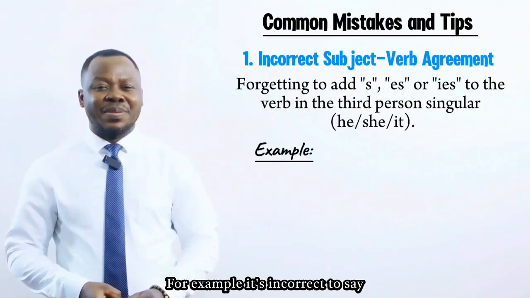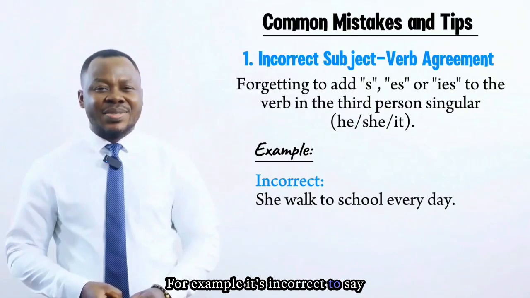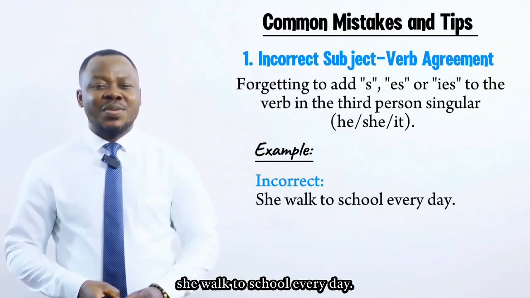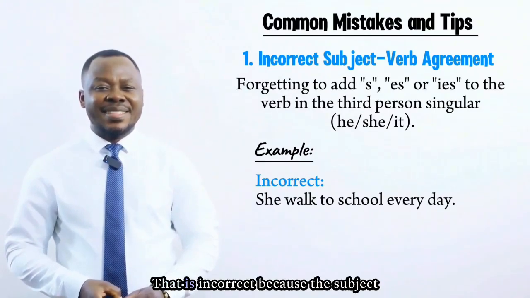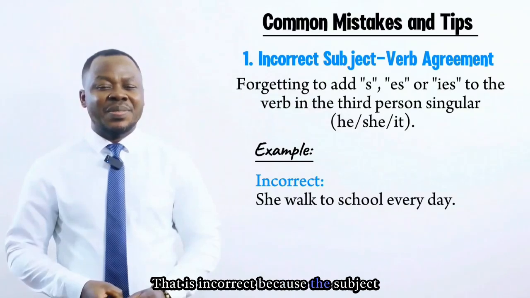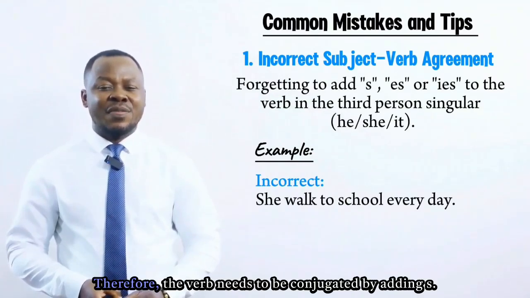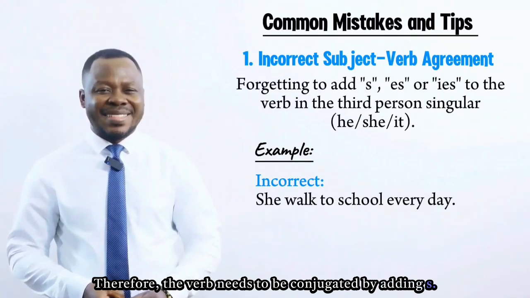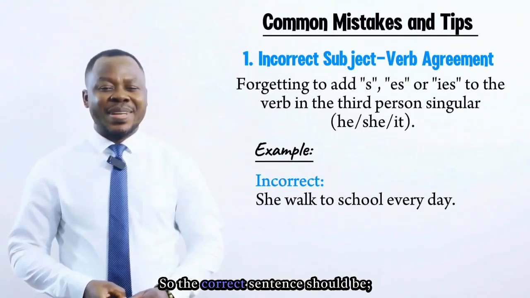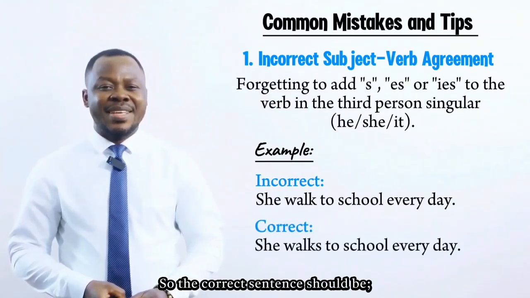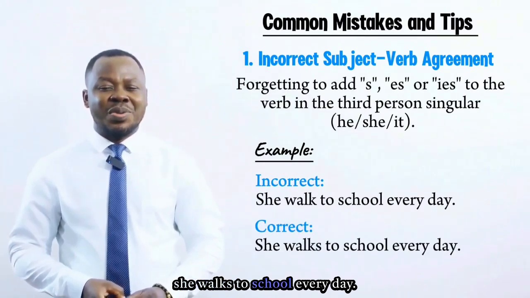For example, it's incorrect to say, she walk to school every day. That is incorrect because the subject is a third person singular. Therefore, the verb needs to be conjugated by adding s. So the correct sentence should be, she walks to school every day.